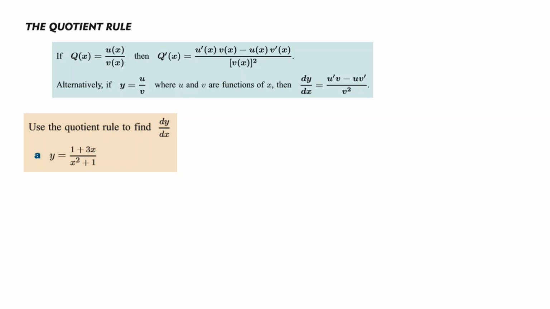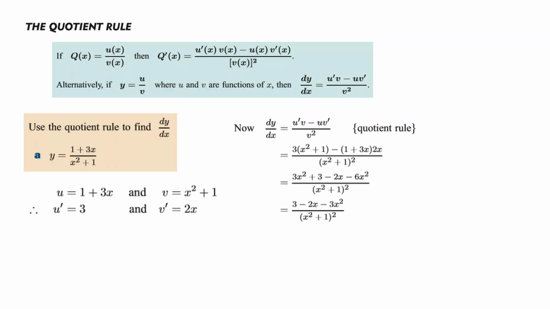Let's now use it to try to find the dy/dx of the following function: (1 plus 3x) divided by (x squared plus 1). So first we need to realize which one is u of x and which one is v of x. In every case, the top one is going to be u of x, so 1 plus 3x is u of x, and v of x is x squared plus 1. And then we're going to differentiate them separately, and then we're going to put them back together.